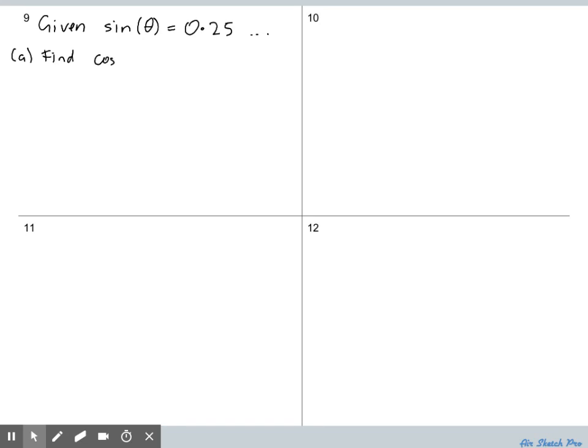Find cos theta. Any idea of approach? Hot tip, you do not need to find theta. This is what I was saying at the start of the lesson. You do not need to work out what theta is. One extra hot tip, although I would let you use a calculator for this just to save you the numbers, technically this can be done without a calculator.